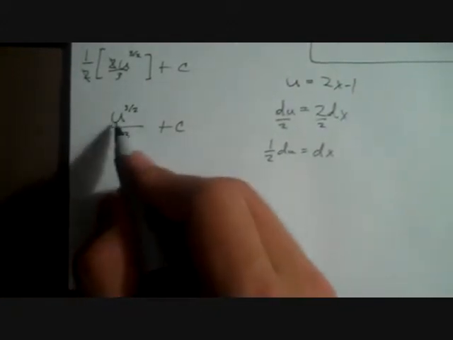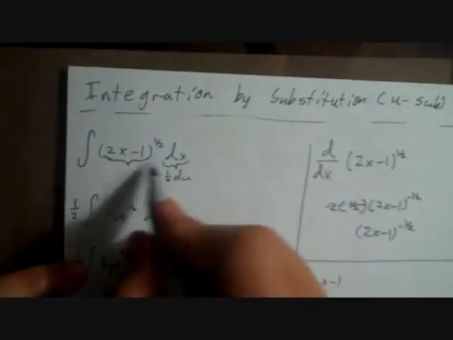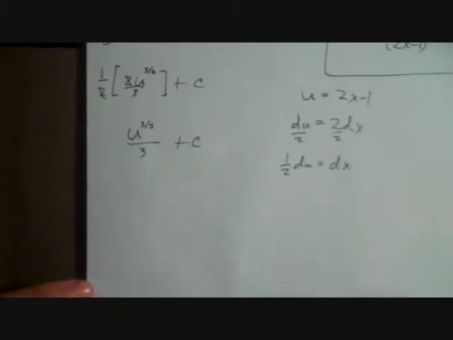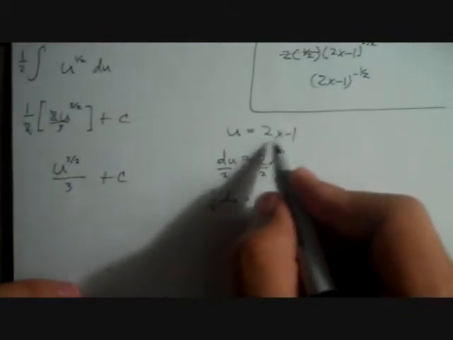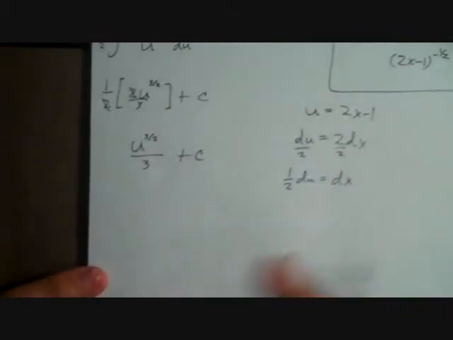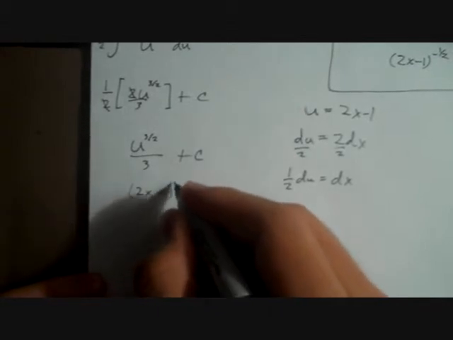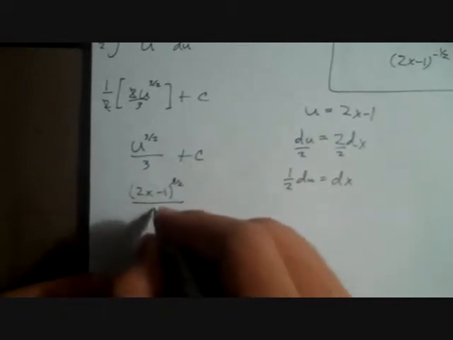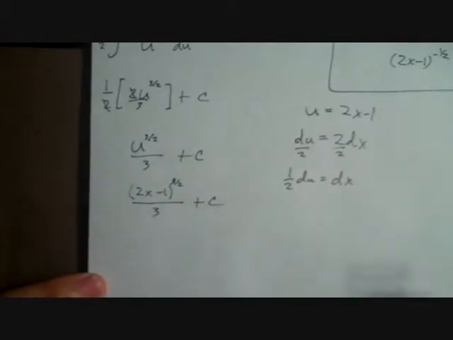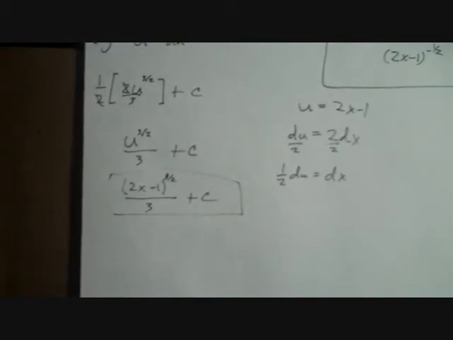Except now our answer is in terms of u. We want it to be in terms of x. So we just back substitute 2x minus 1 for all our u's. So we'll have (2x minus 1) to the 3/2 over 3 plus c. Problem solved. Now, let's try a little more complicated problem so I can introduce you to another cool idea.